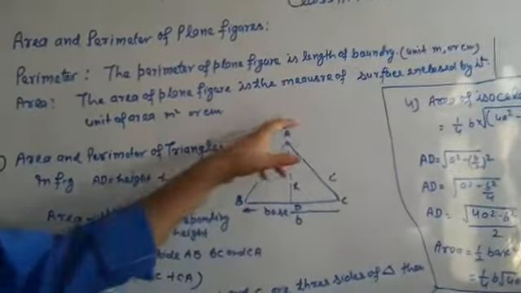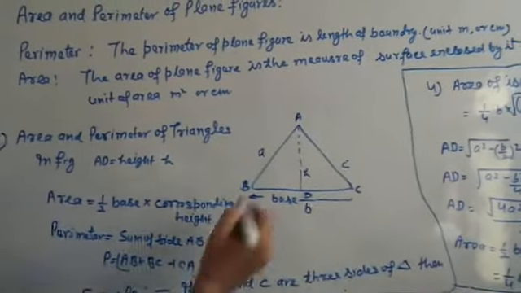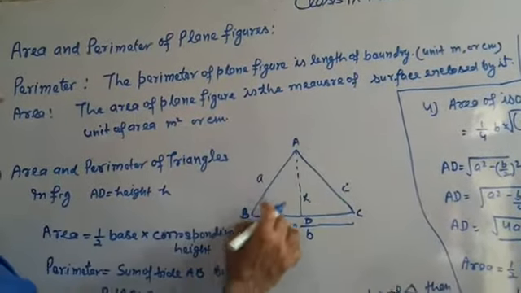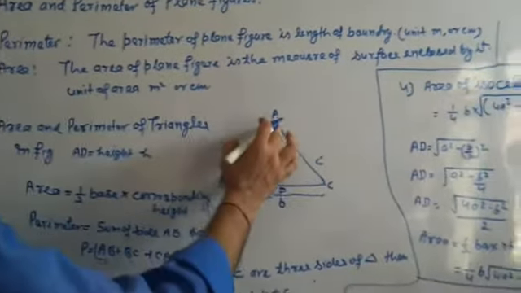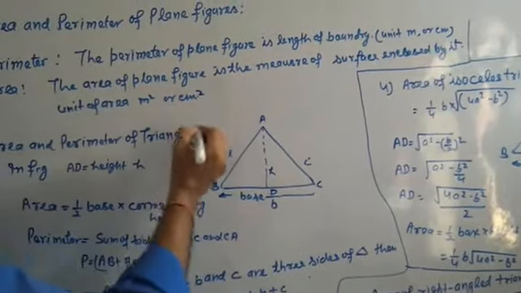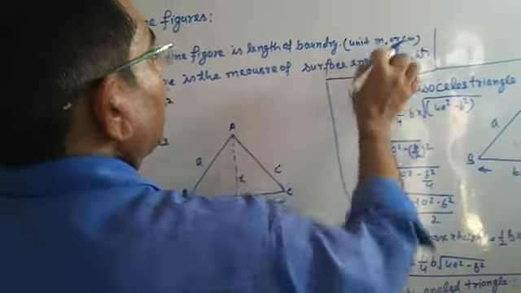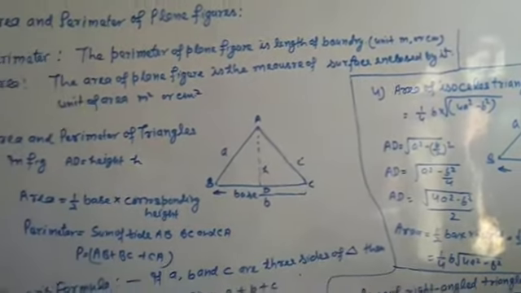Area. The area of a plane figure is the measure of the surface enclosed by it. The surface enclosed by this triangle is known as area. Its unit is meter square or centimeter square, and the unit of perimeter is meter or centimeter.